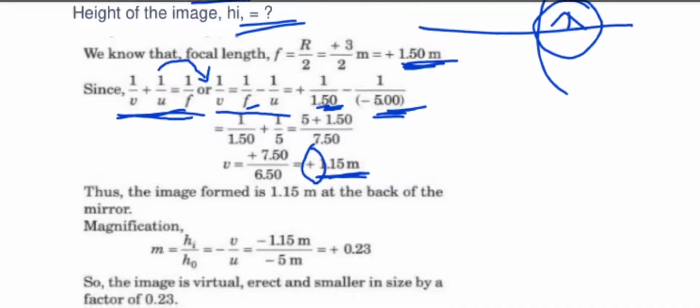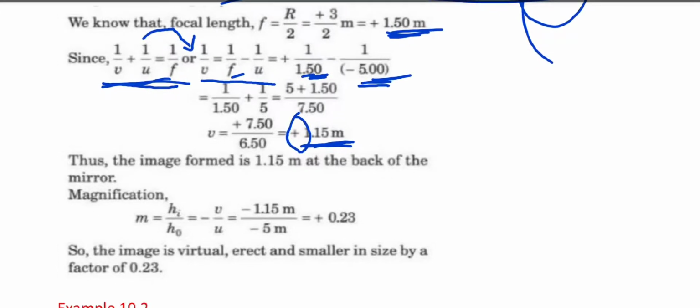Okay, so now we will find out the height of the image. So image formed will be at 1.15 centimeter back of the mirror. So magnification formula we know, m is equal to h prime by h, or m is equal to hi by ho, that is equal to minus v by u. We have values of v and u. Substituting the values of v and u, that is minus v, minus of 1.15 divided by u is minus 5. So minus minus will get cancelled, you will get 0.23.